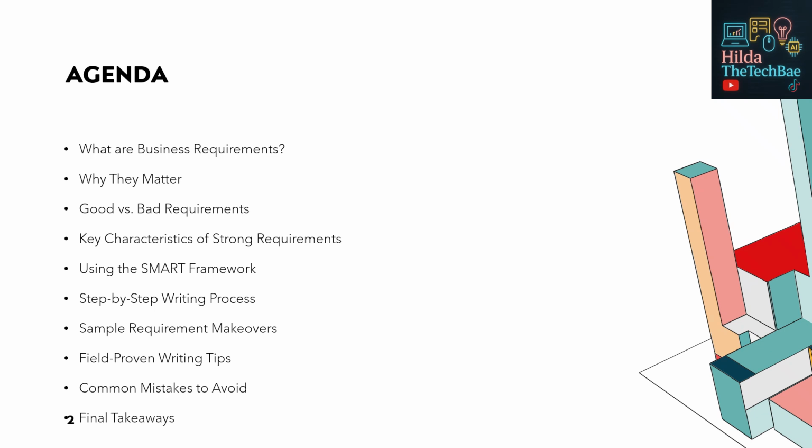You're also going to see some before and after examples so you can spot the difference between vague and effective language. I'm also going to be sharing a few tips that I've learned from being in the business analyst world, and then I'll call out some common mistakes that you would want to avoid. So by the end of today's section, you're going to leave with practical tools and a new level of confidence to start writing business requirements like a pro. This section is designed to be both practical and beginner friendly. So by the end, you'll feel way more confident in your ability to write effective business requirements.